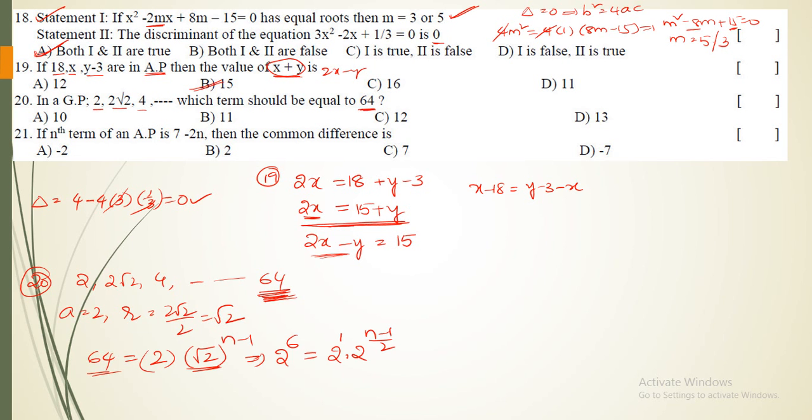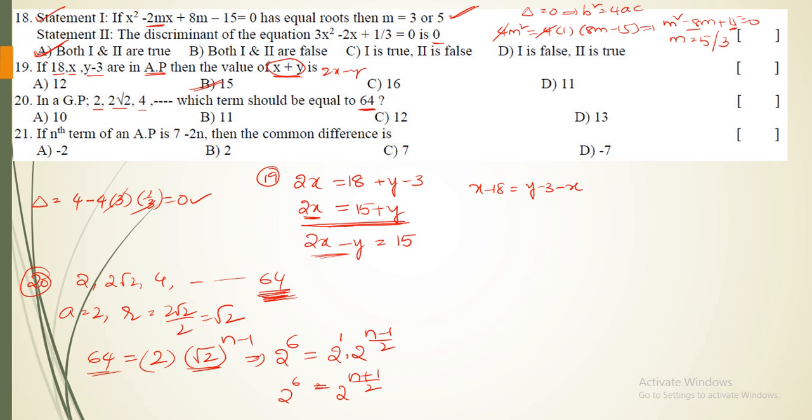So this 2 is power 1. Based on this, I can write it as 2 power 1 plus n minus 1 by 2. When I take LCM, 2 ones are 2, so 2 minus 1 is plus 1. So this I can write as n plus 1 by 2. So 2 power 6 is equal to 2 power n plus 1 by 2.